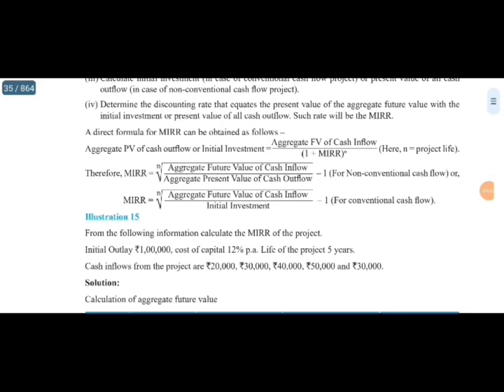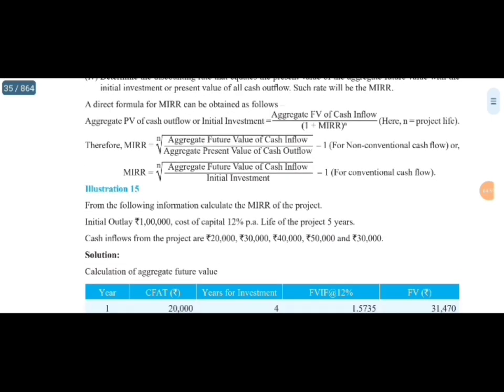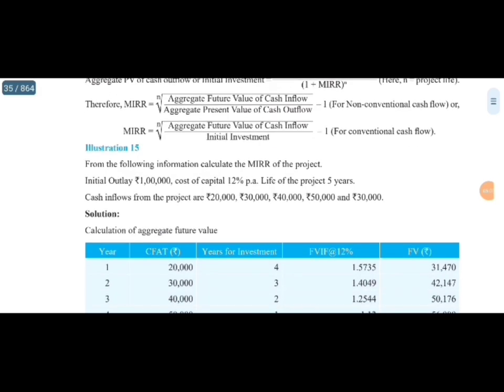So what is the formula for MIRR, modified internal rate of return? It is the nth root of aggregate future value of cash inflow divided by aggregate present value of cash outflow, minus 1. This is for non-conventional cash flows, and for conventional cash flow MIRR is equal to the nth root of aggregate future value of cash inflow divided by initial investment.